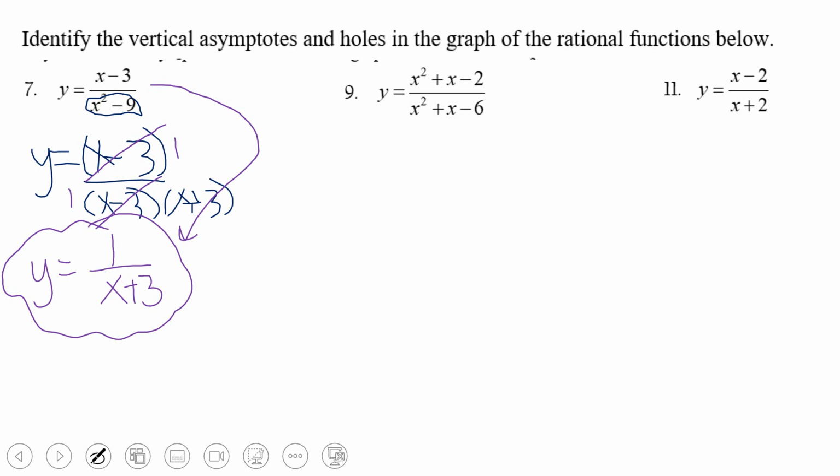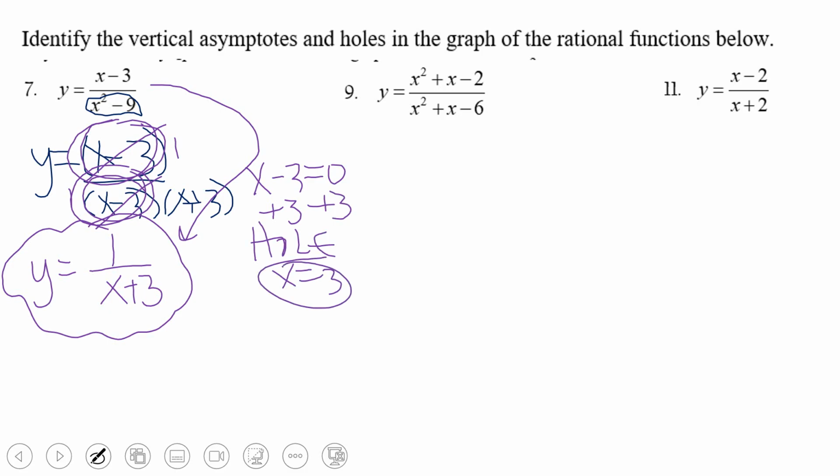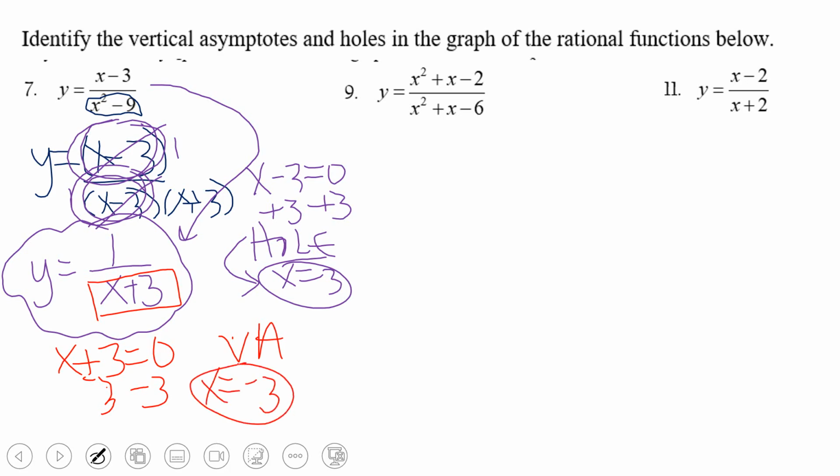Whenever you can simplify, like I just did here, and whatever you just simplified contains a variable x, then we need to take that amount and set it equal to 0. That's going to identify where we see a hole in the graph. So I know a hole exists in the graph at x equals 3. A vertical asymptote can be identified once it's in simplified form by looking at the denominator, and if the denominator contains a variable, we're going to set it equal to 0 and solve. So a vertical asymptote occurs at x equals negative 3.